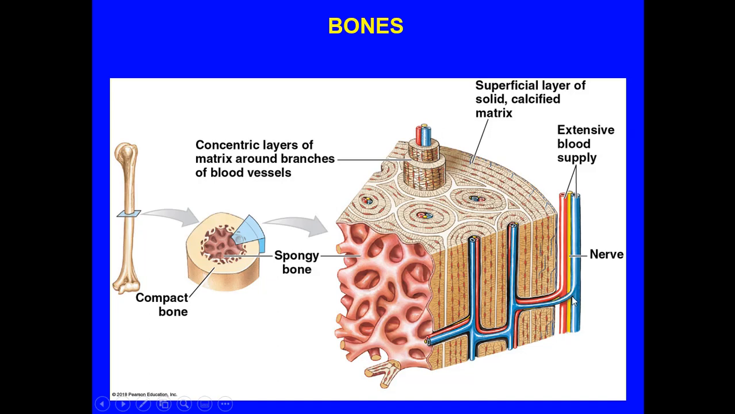And then to move perpendicular to the long axis, we have these side connections, which are also known as Volkmann channels. And as we get deeper into the bone, we come up to an inner layer here, right next to the medullary cavity, which contains the bone marrow. This is the spongy bone.